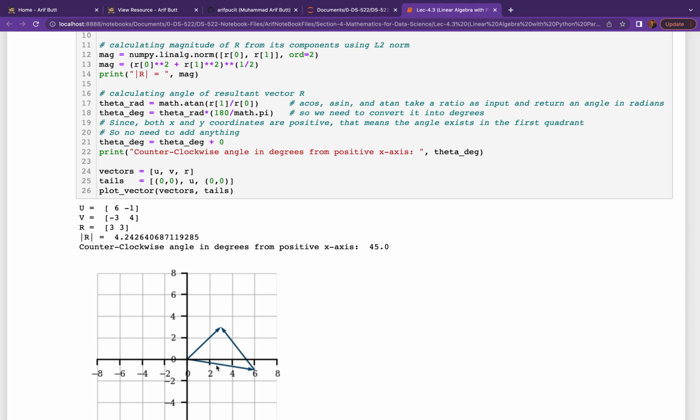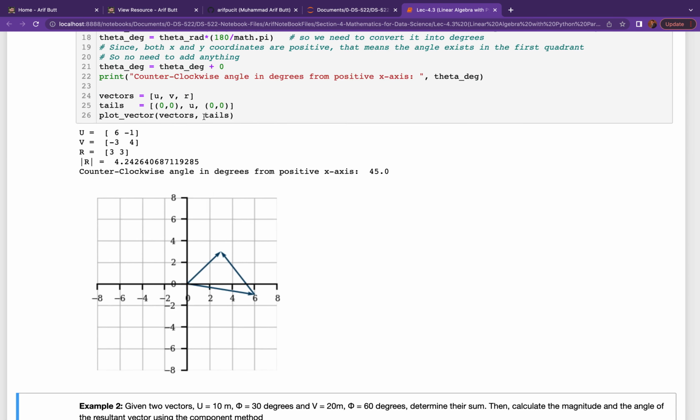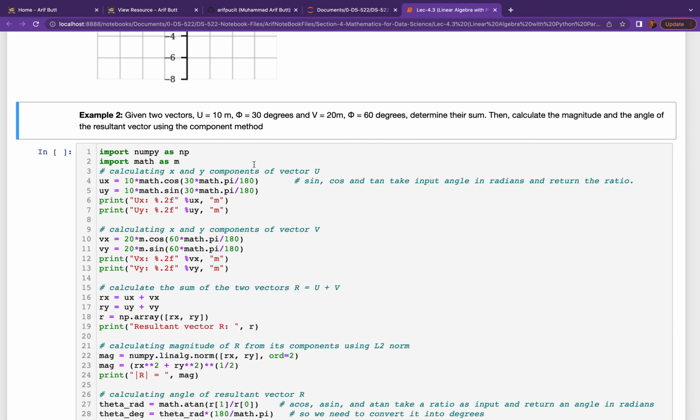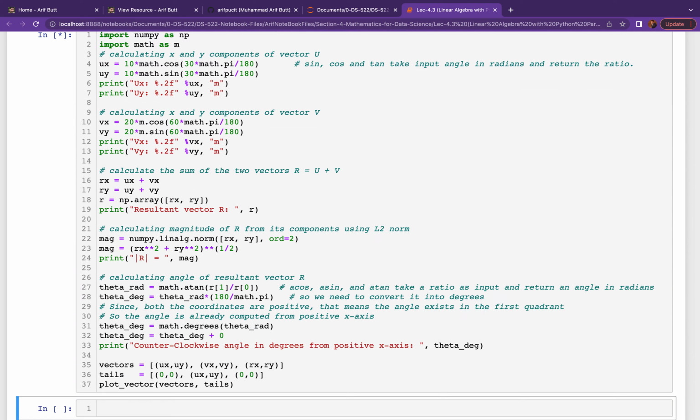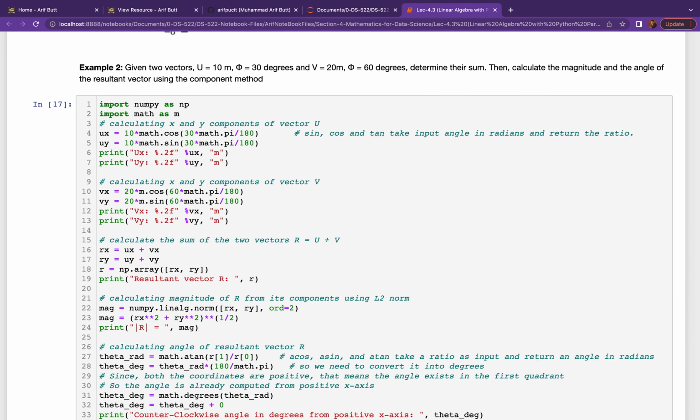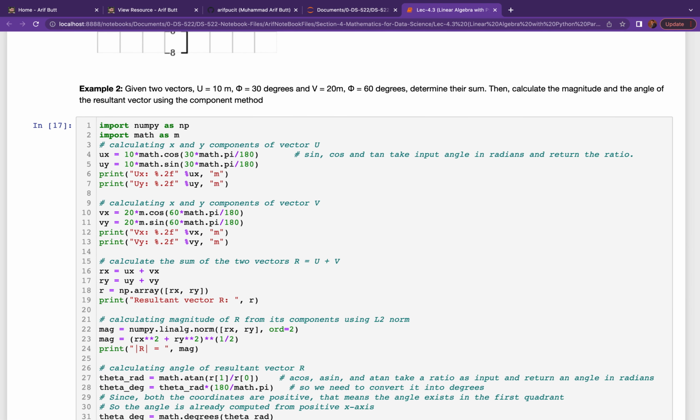I hope this makes sense to you all. And finally, the magnitude of R is calculated and the angle as well, which we have done before as well. Anyway, so this is another example just for your practice. I have made a lot of examples so that you can understand things easily. Please do review the code.